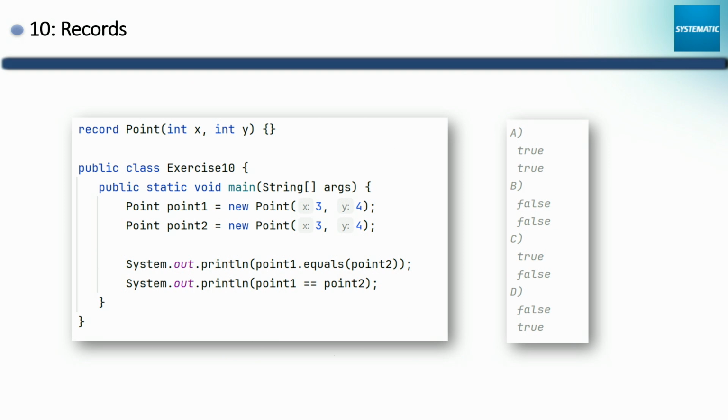We have 2 point objects over there, and we want to compare them, first of all, by using equals, and second, by using the equality operator. They both have the same values, so we have those coordinates 3, 4, 3, 4 for both objects. And as mentioned, first of all, we compare them by using equals. Second, we compare them by using the equality operator. So what will we get when we run this code?